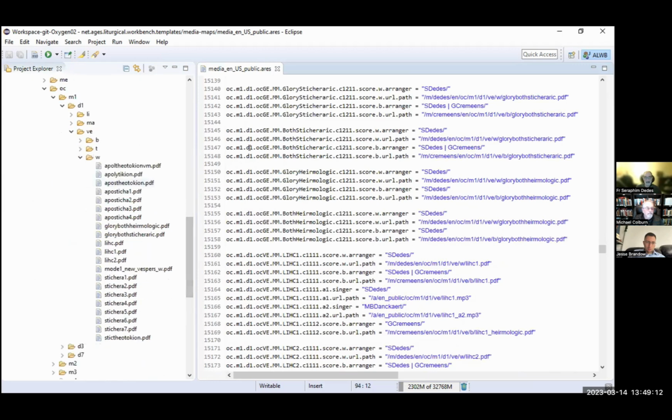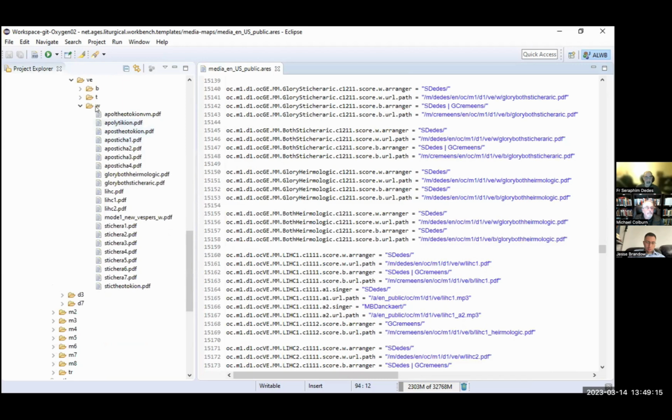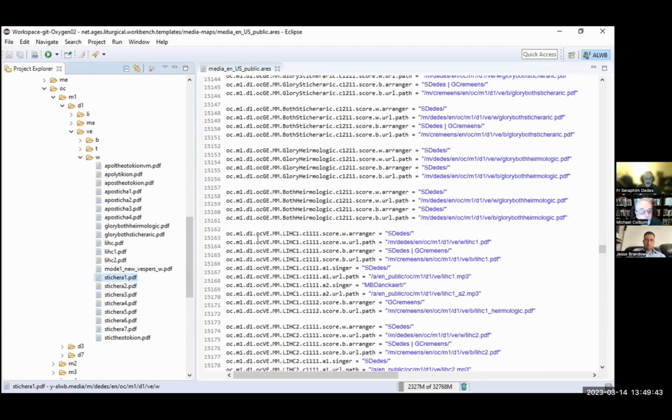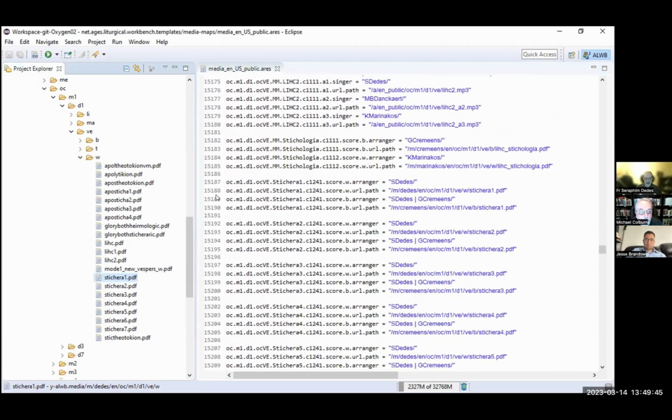All right. Here's the list of scores in octoechos, mode 1, day 1, vespers, and whatever. Here, the media map is organized by book. Well, let's just say we have to register every score. So let's find this sticheron 1. Sticheron 1. Let us find it here. Sticheron 1 is here.